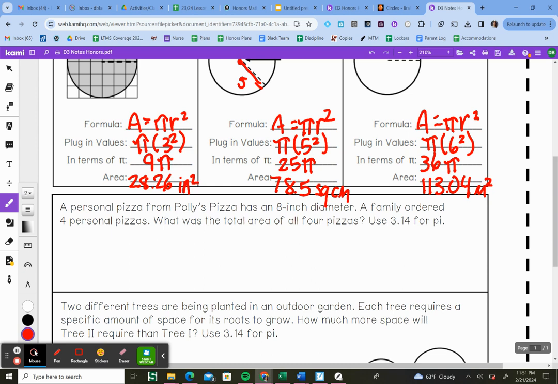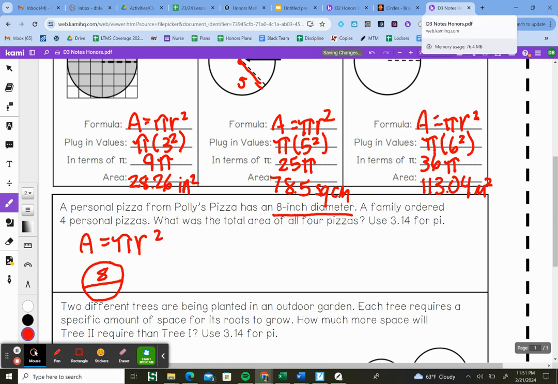So I'm going to write down my formula. Area is pi r squared. It says the diameter is 8 inches. It always helps to draw a picture to make sure you know what you've got. So if the diameter is 8, that means the radius would be 4. So I am going to do 3.14 times 4 squared. So 3.14 times 16.